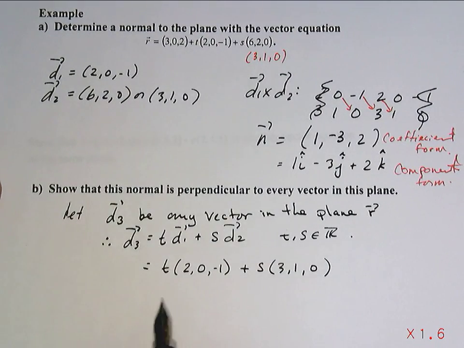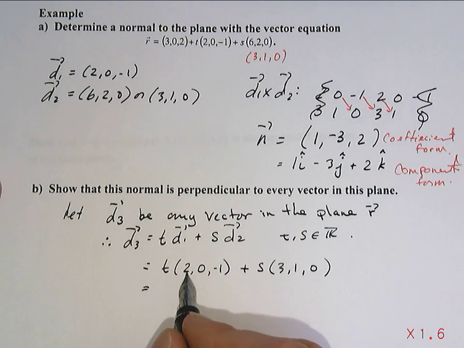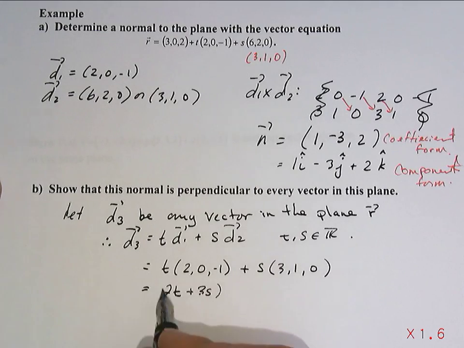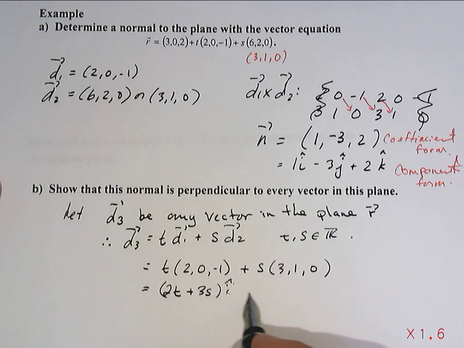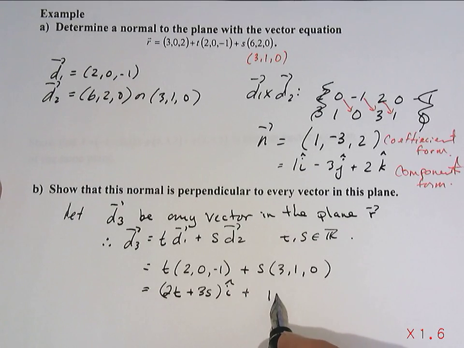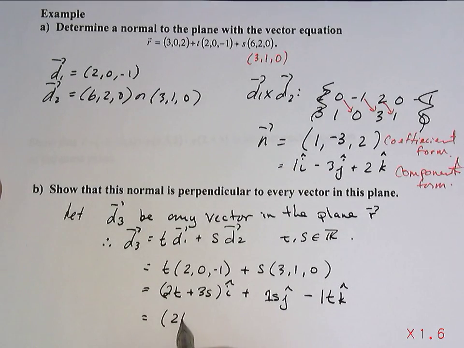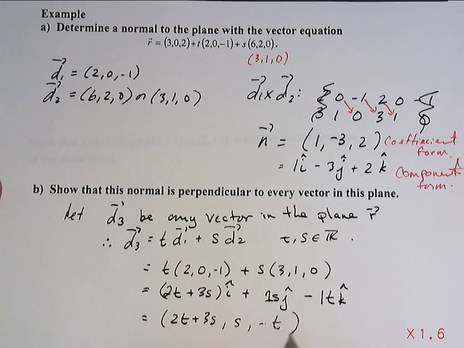So D3 is going to be composed of, if I do this, 2T plus 3S, that's your i, plus 1S, that's your j, negative 1T, and that's your k. So it's actually going to be (2T plus 3S, S, negative T).